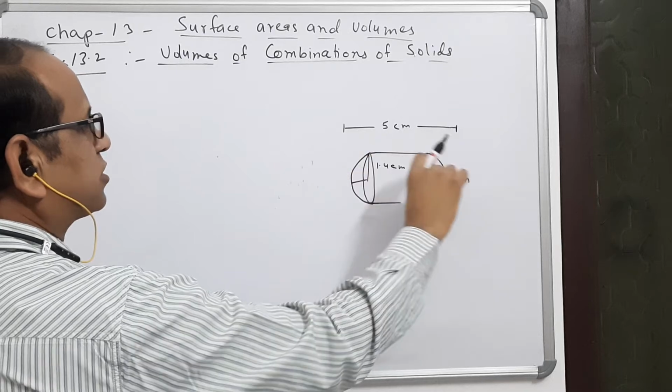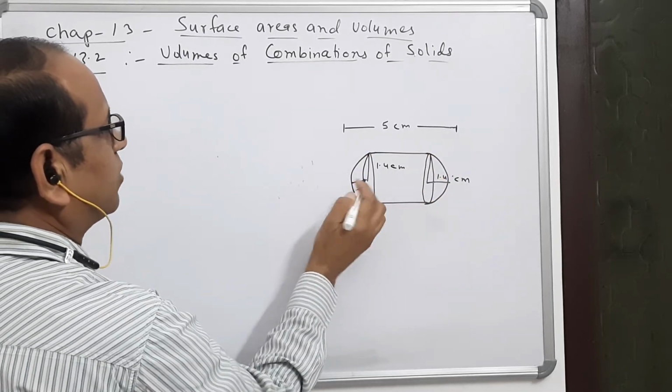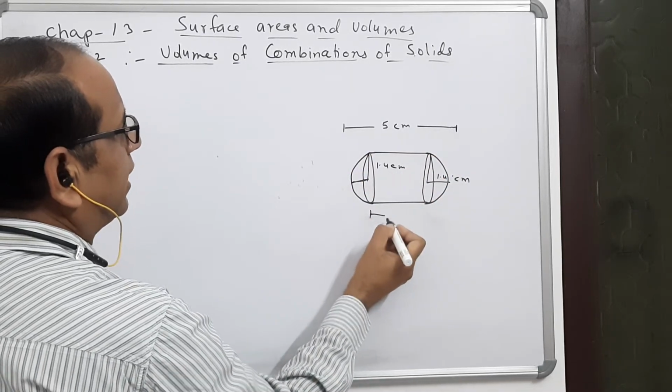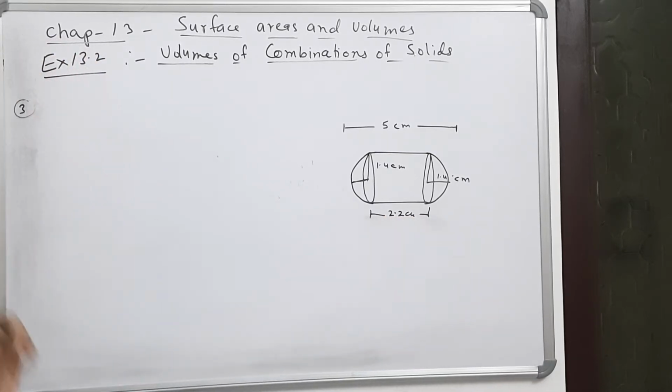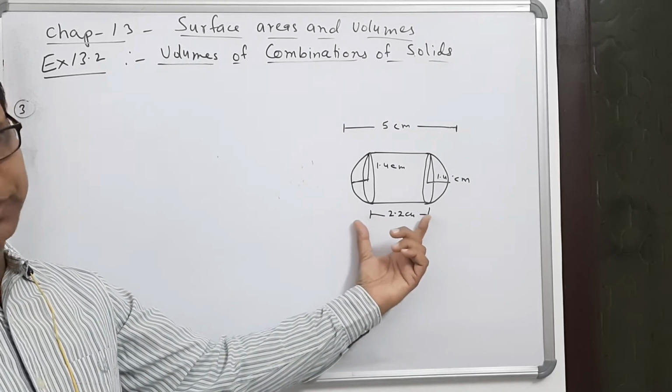This is 1.4 centimeter, this is 1.4. So this will also be 1.4. So the length of this part will be 2.2 centimeter. That is the length of the cylindrical part is 2.2 centimeter.